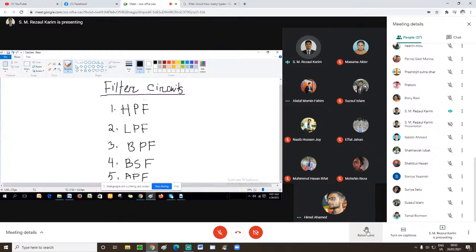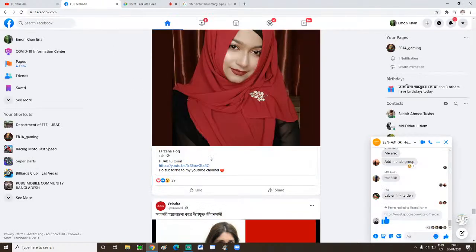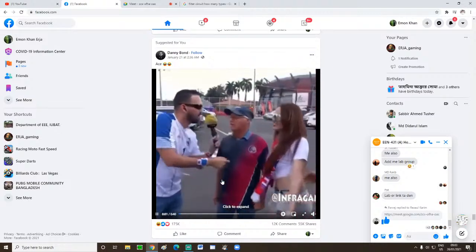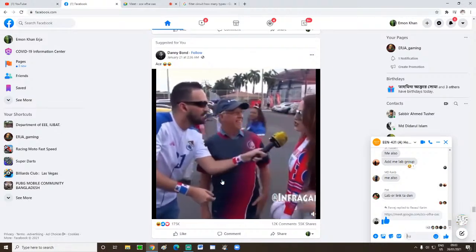What is HPF? I am writing in short form. High pass filter, low pass filter, band pass filter, band stop filter, all pass filter. So out of these five categories, these two are the basic thing. Based on these two, you can build other filters. So these are the unique or basic filters, high pass and low pass. Are you getting the point?